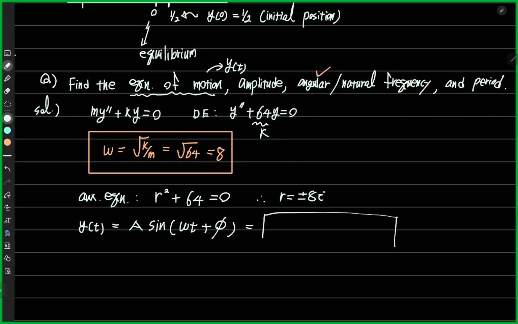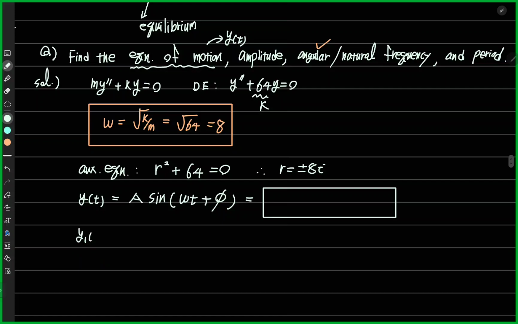To figure out this one, we need the initial condition and what? We also need y1 of t, which is c1 times cosine omega t, and y2 is c2 times sine omega t. So we need to figure out c1 and c2. Then we can figure out A, omega, and phi, right?